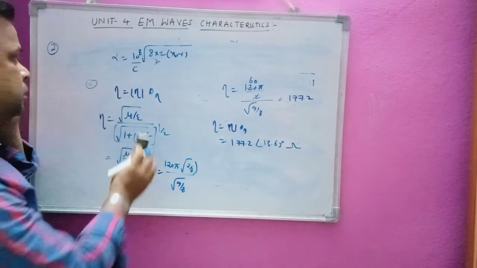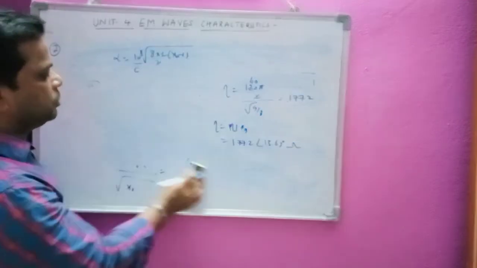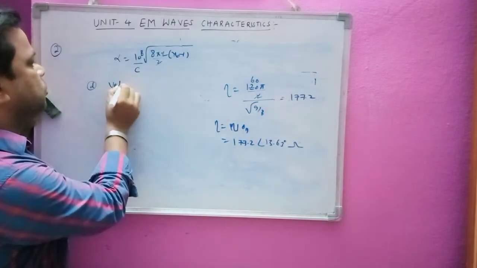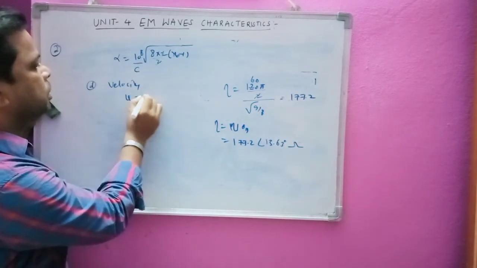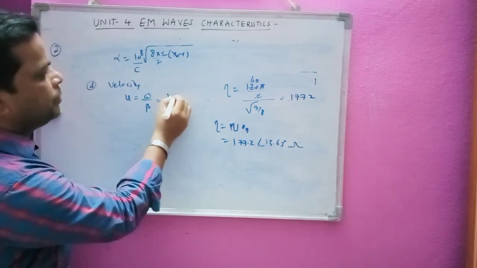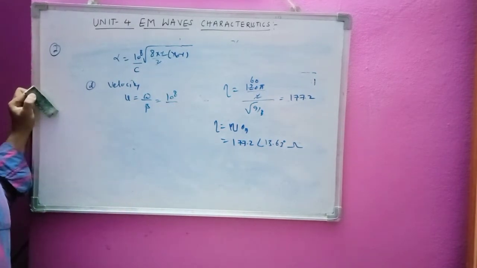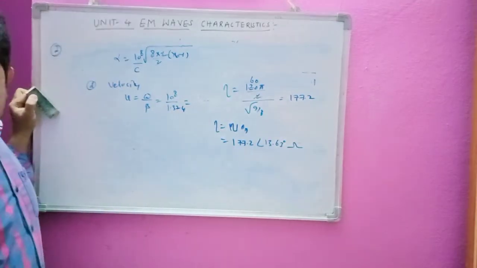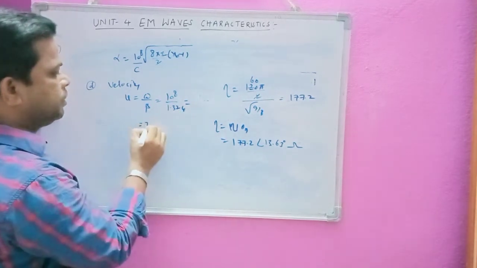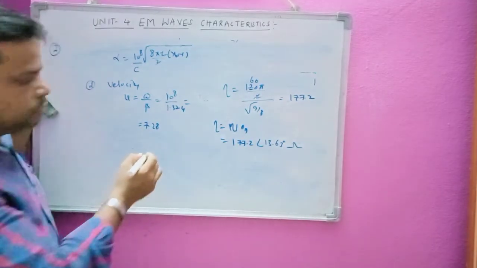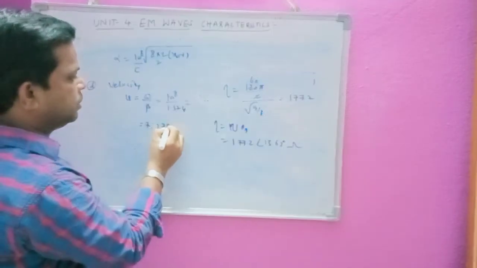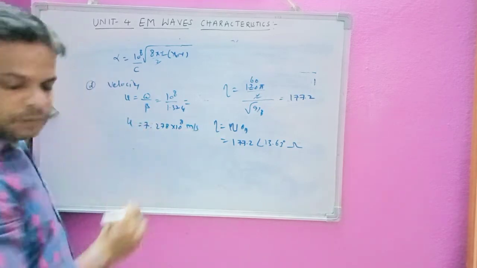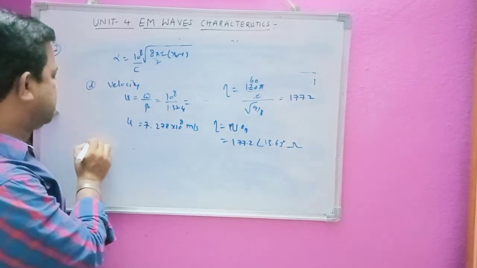Similarly we can calculate velocity. Velocity is equal to u, that is omega by beta. Omega we have got 10 power of 8, and beta we have got 1.374. So this will turn out to be 7.28 into 10 power of 8 meters per second. This is the velocity. And next, finally, we have to calculate the direction here.